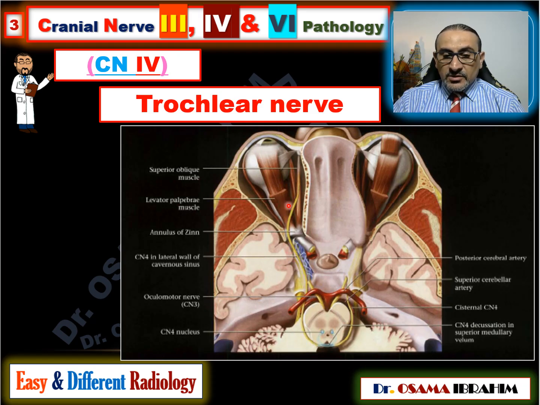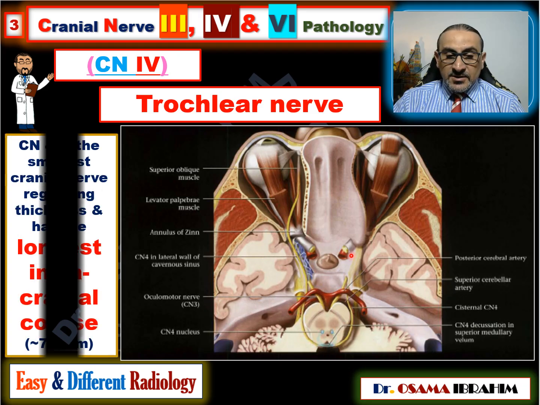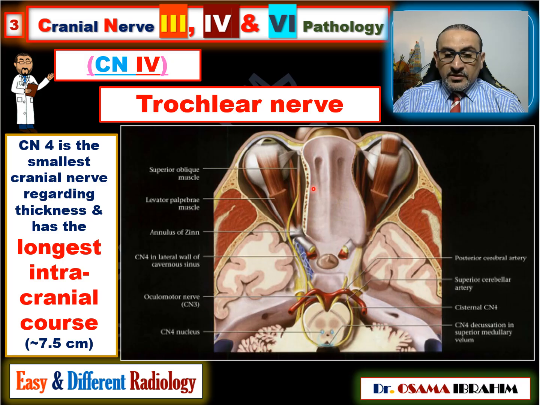This nerve is the trochlear nerve, supplying the superior oblique muscle and responsible for its movement. It arises from the midbrain, but takes this pathway posteriorly through the ambient cistern, and then to the superior orbital fissure, supplying the superior oblique muscle. Cranial nerve 4, as I mentioned, has the longest intracranial course, at about 7.5 centimeters. However, it is the thinnest cranial nerve, having the smallest thickness of all examined cranial nerves.